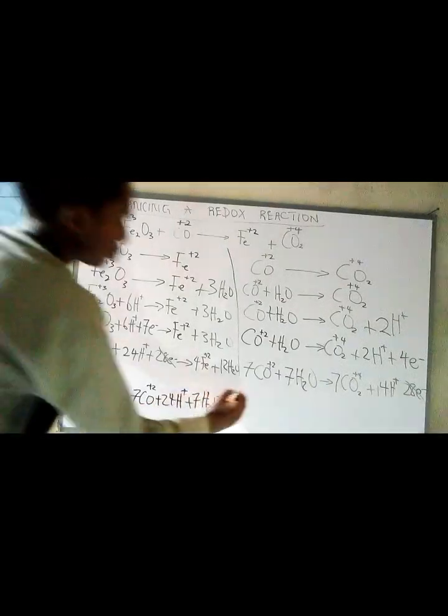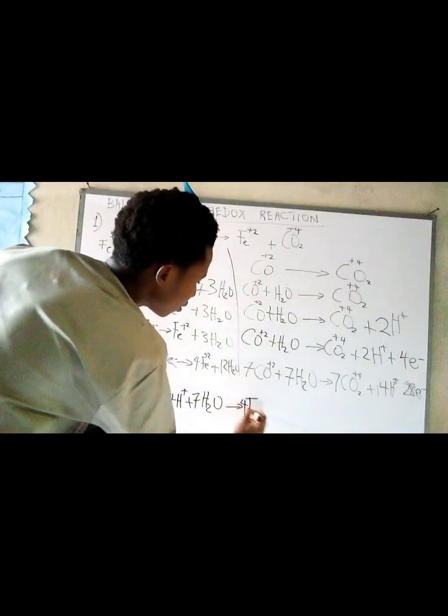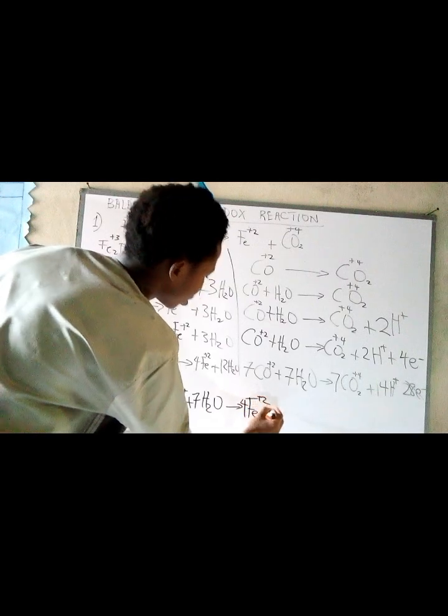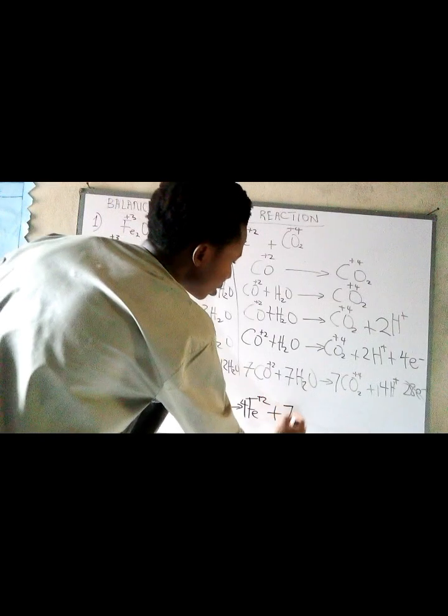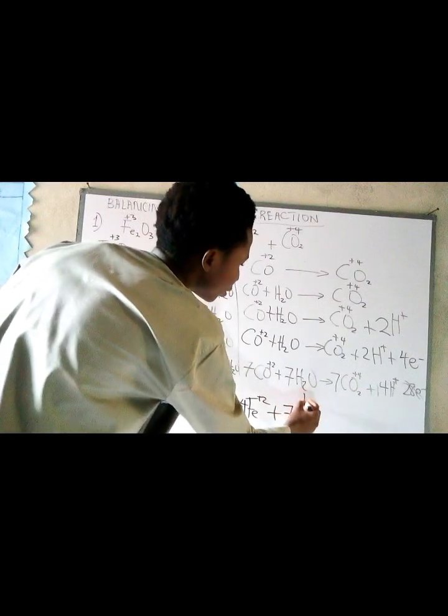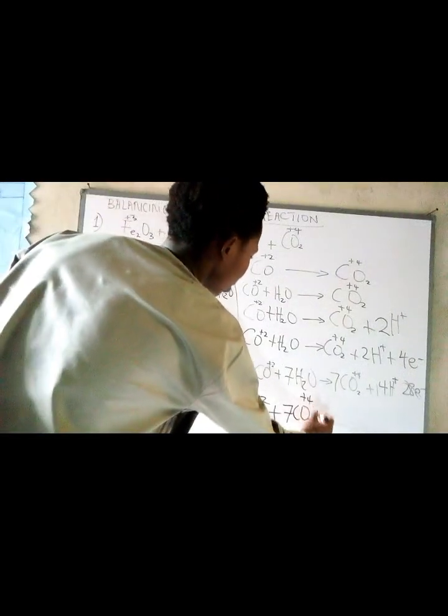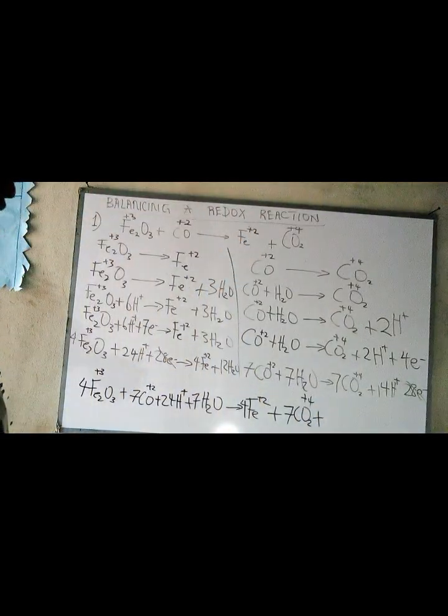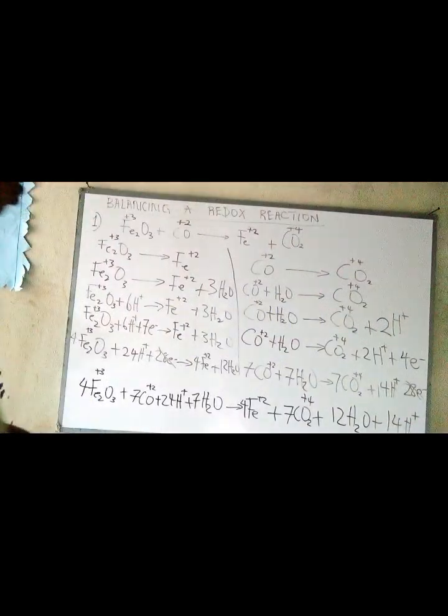Let's add what? 4 molecules of iron 2+, plus, what do we have here? We have 7 molecules of CO2 plus 4. Now what else do we have here? Plus H2O, plus what? 14 hydrogen ions. Okay, now we've added the whole reaction.